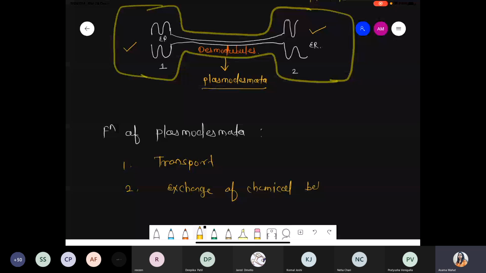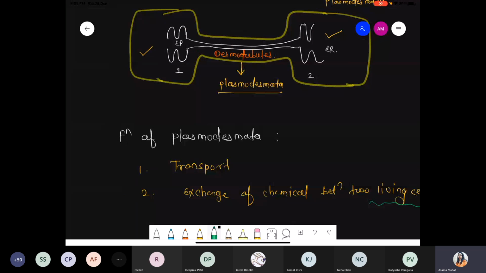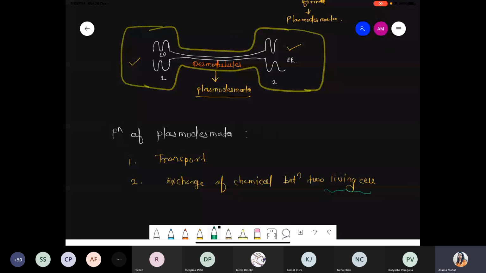Between two living cells. Because plasmodesmata are part of the living cell. It is not part of the dead cell. Please remember, it will be present in the living cell. So we are writing living cell. So simply, cytoplasmic connection: two cells connected with each other, responsible for the transport of material and exchange of chemicals between the two living cells.